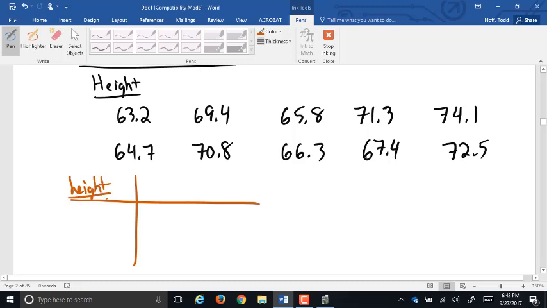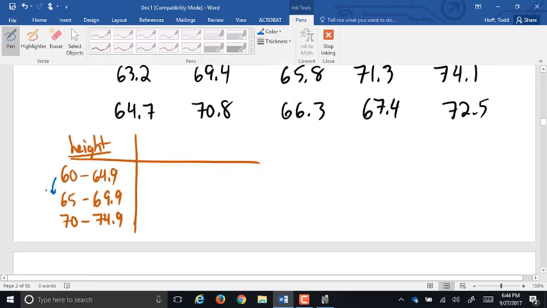Well, let's say we have numbers that go from 60 to 75. So I might do 60 to 64.9, 65 to 69.9, and then 70 to 74.9. Let's say none of them actually quite reach 75. First of all, those classes are the same size. It goes up by 5 here. It goes up by 5 there on all of them.